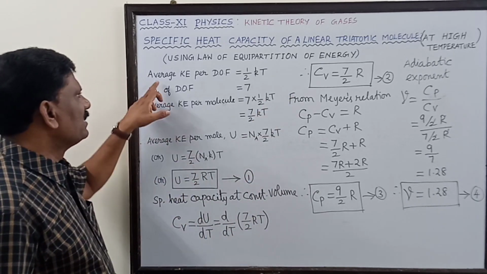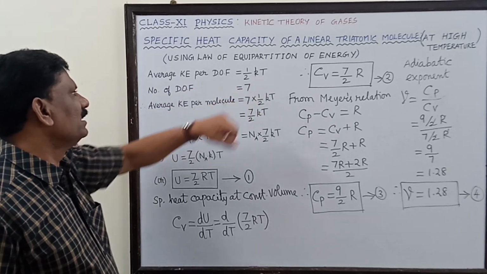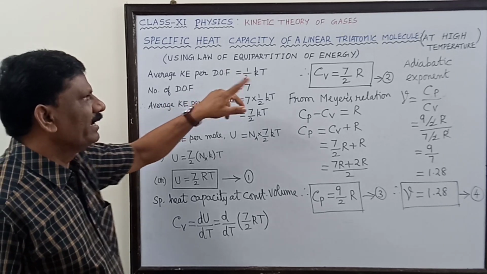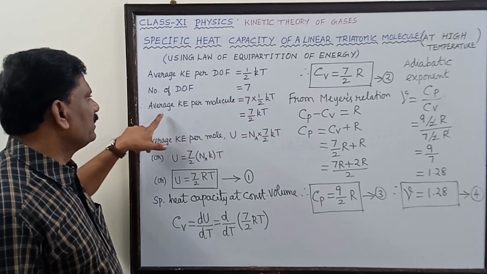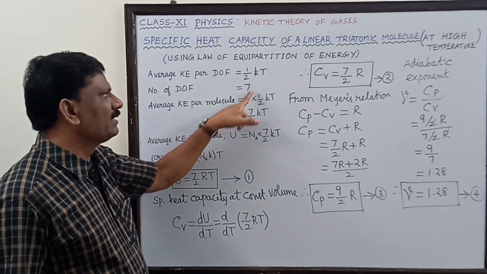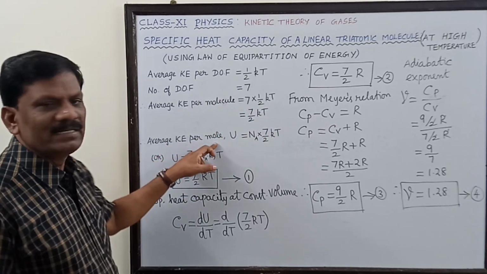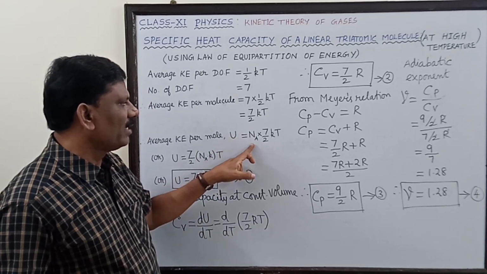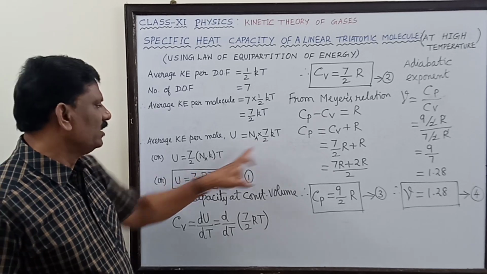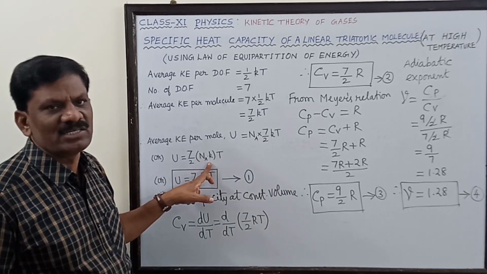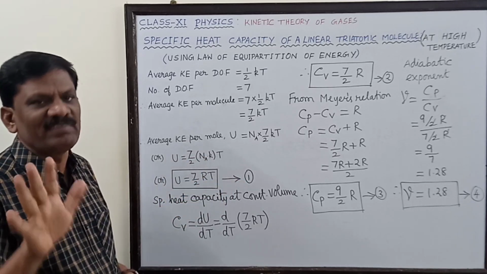So we start with the average kinetic energy per degree of freedom, that is half kT, and the number of degrees of freedom for a triatomic gas molecule at a higher temperature is 7. So the average kinetic energy per molecule is 7 times half kT, that is 7/2 kT. Hence the average kinetic energy for 1 mole, epsilon, is equal to Avogadro number times the kinetic energy per molecule. The product of Na and k is equal to the universal gas constant R. Therefore, epsilon is equal to 7/2 RT. This is our usual first step.